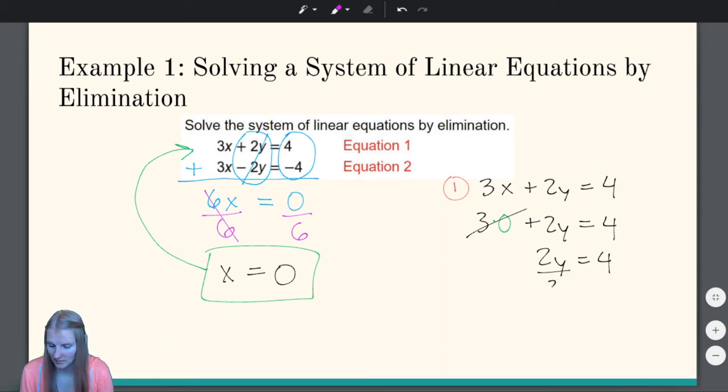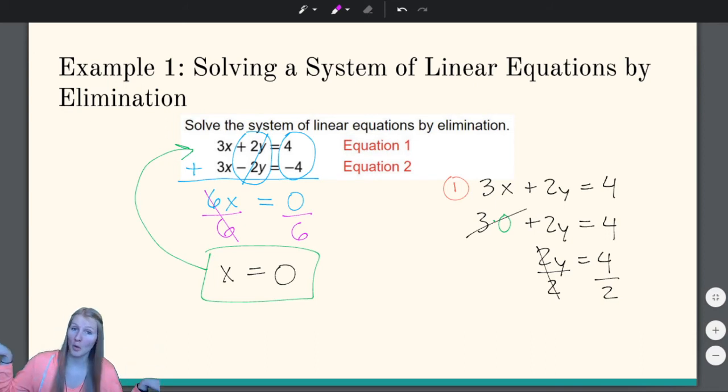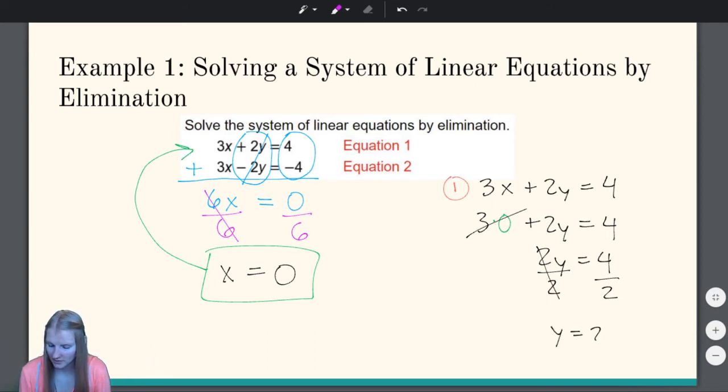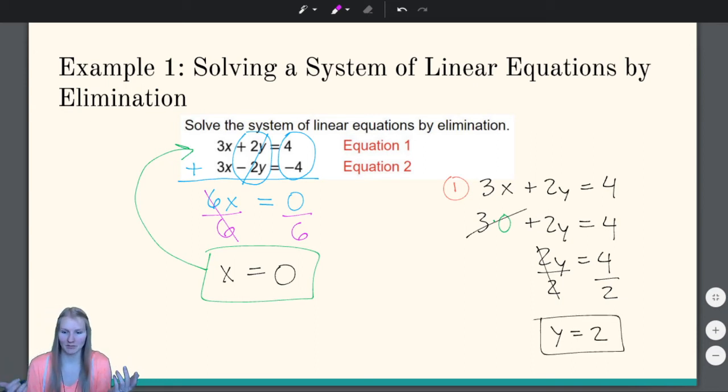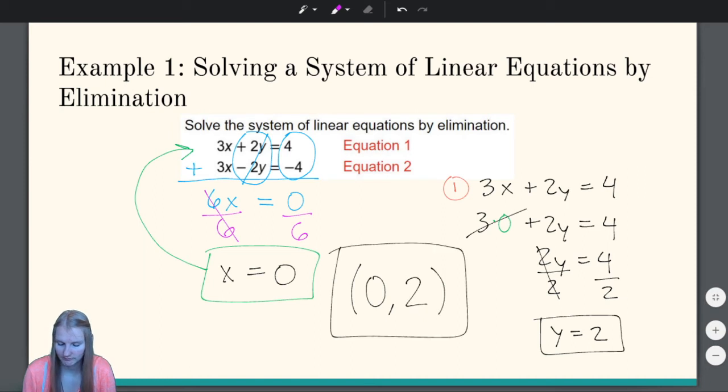Then, if I want to get y by itself, I need to divide by 2 on both sides of my equation, and I'm left with y equals 2. And look at that! I have x and I have y. So my final answer is 0, 2.